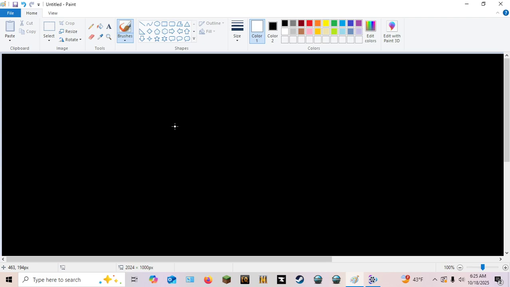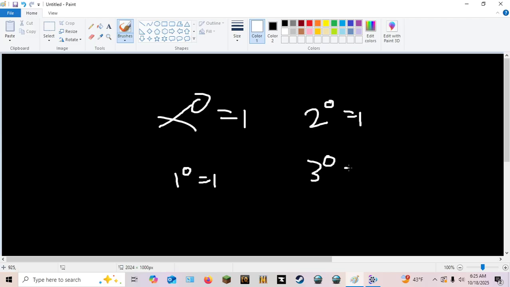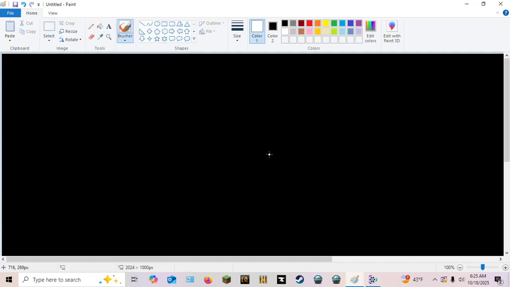Guys, today we're gonna learn properties of exponents. So anything raised to the 0th power equals 1. 1 raised to the 0th power equals 1. 2 raised to the 0th power equals 1. 3 raised to the 0th power equals 1. Okay? That's the first one you gotta know.